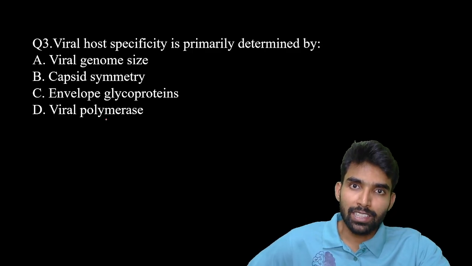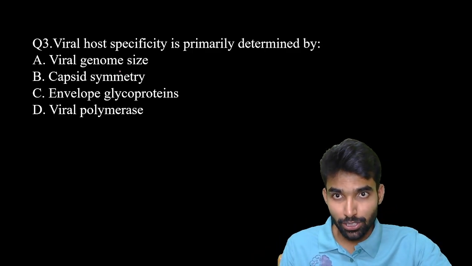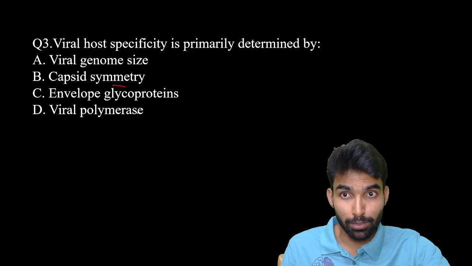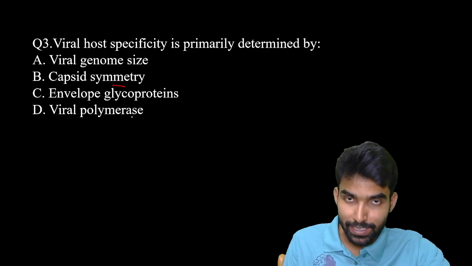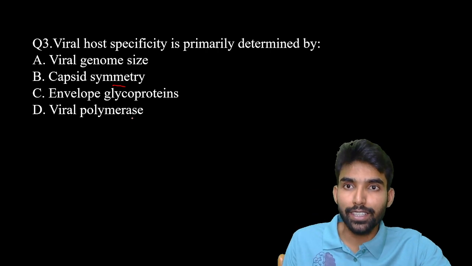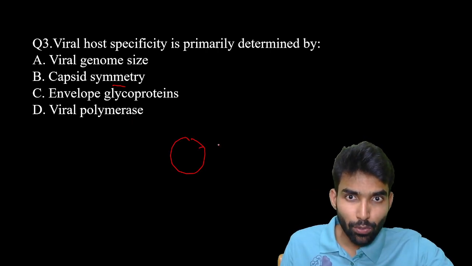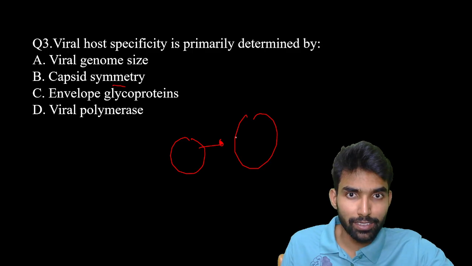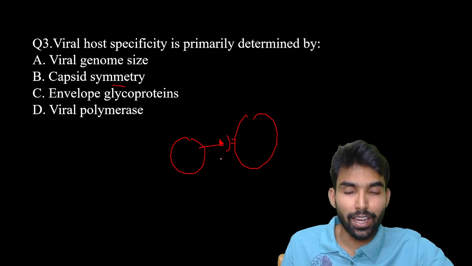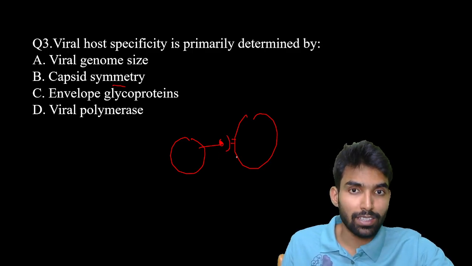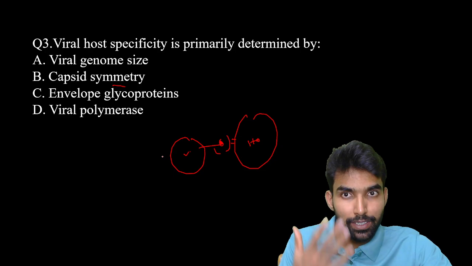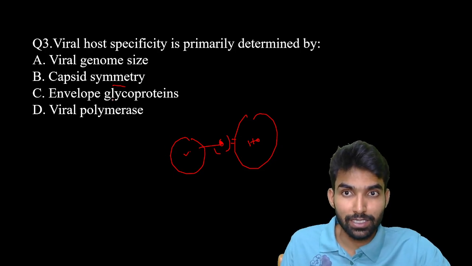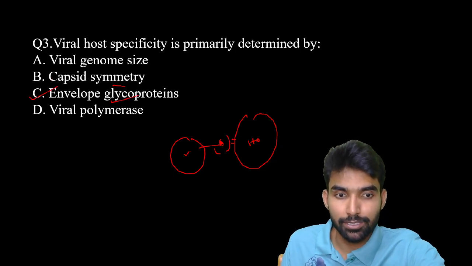Viral host specificity is primarily determined by genome size, capsid symmetry, envelope glycoprotein, or viral polymerase. Virus host specificity is determined by which one? The thing is where the virus will bind, right? This virus has one surface glycoprotein and the host has some receptor. Of course, the surface glycoprotein. Through this binding, host specificity will be determined. Right? Correct option is C.